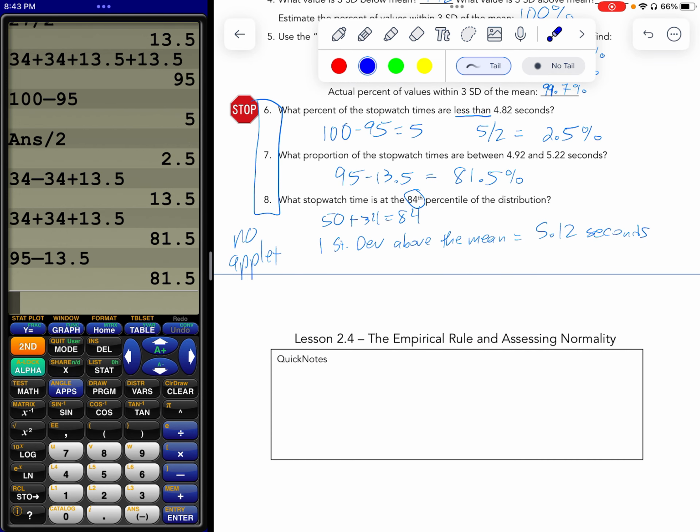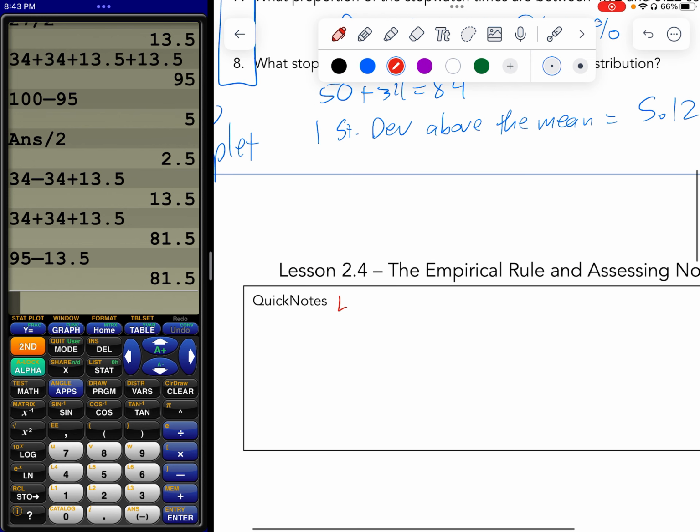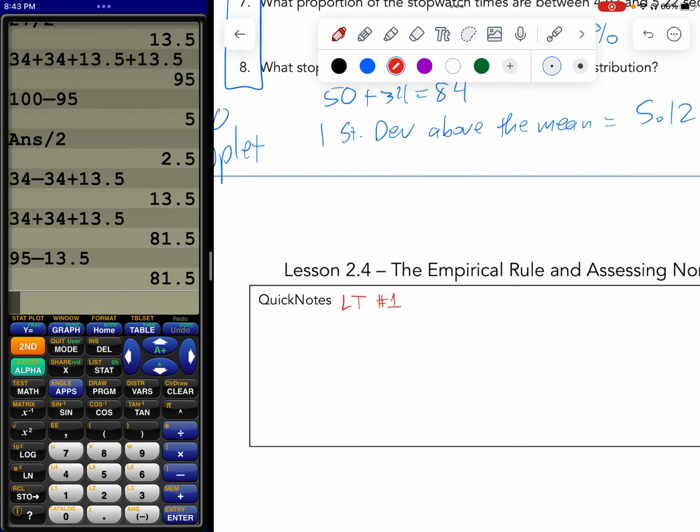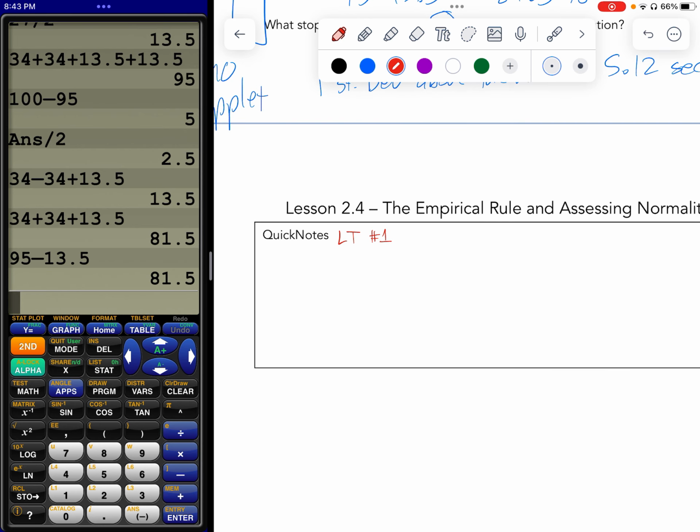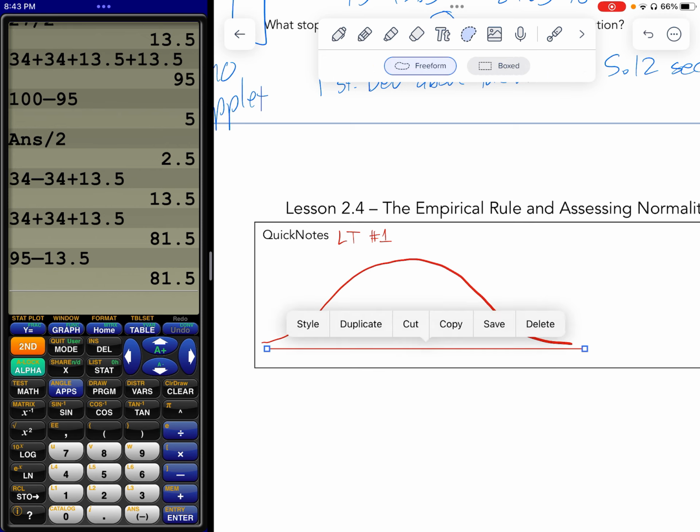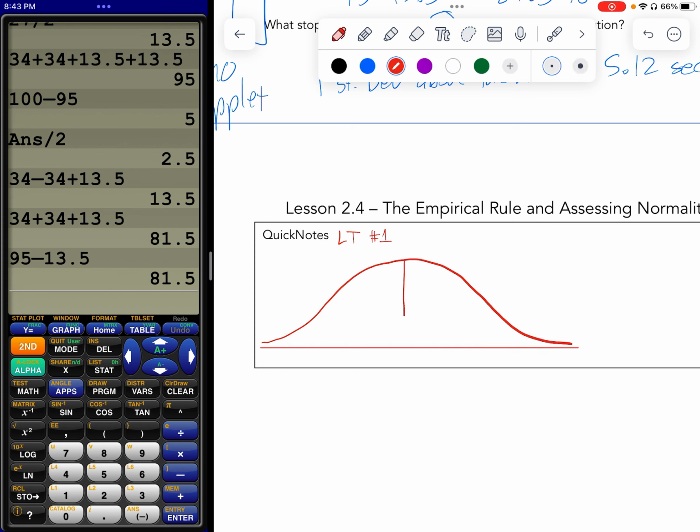Okay. So what we're getting at here for your learning targets, okay? Learning target number 1 is something called the empirical rule. And I'm going to try my best to sketch this, okay? You can skip forward if you're already catching on. If you'd like to hear me explain this, then just stay for a little bit longer, okay? So there's my normal curve. I'm going to draw and label the mean in the middle, and you can skip forward if you don't want to watch me do all this.